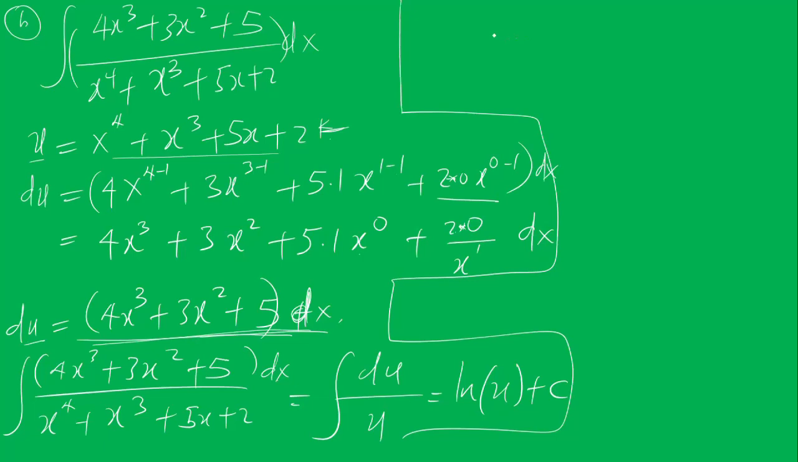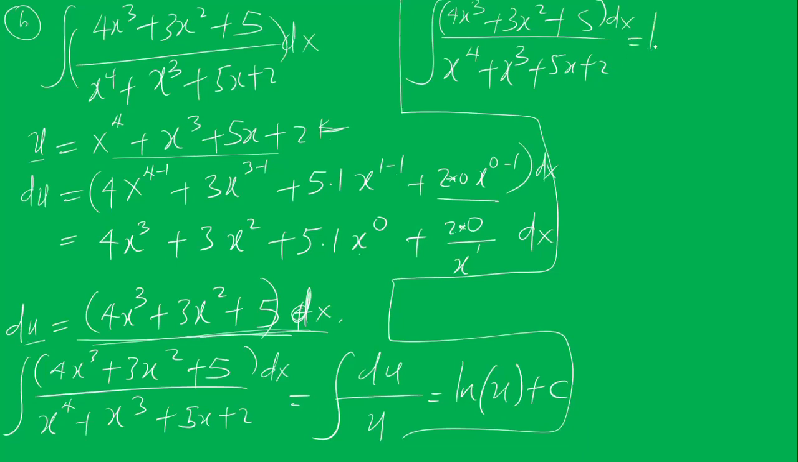So the answer to this question: the integral of 4x to power 3 plus 3x to power 2 plus 5 divided by x to power 4 plus x to power 3 plus 5x plus 2 dx is equal to natural log of (x to power 4 plus x to power 3 plus 5x plus 2) plus c. So this is the final answer.